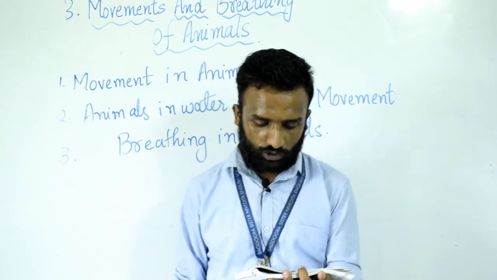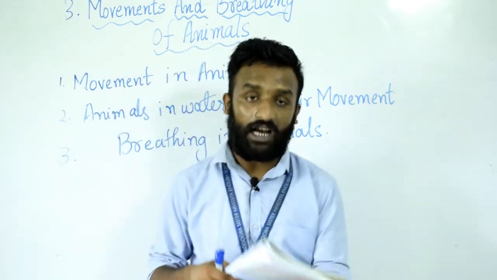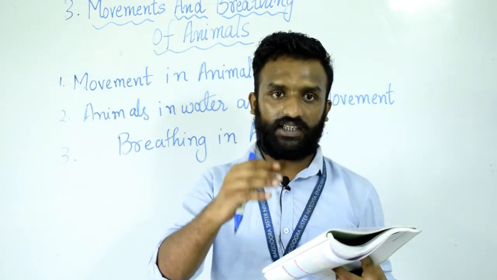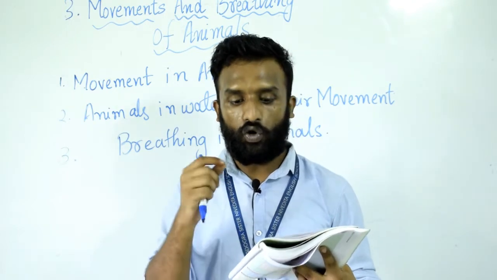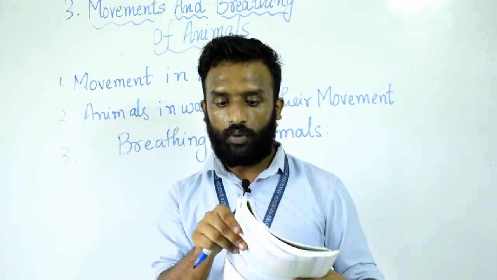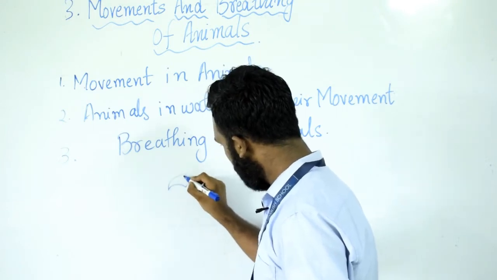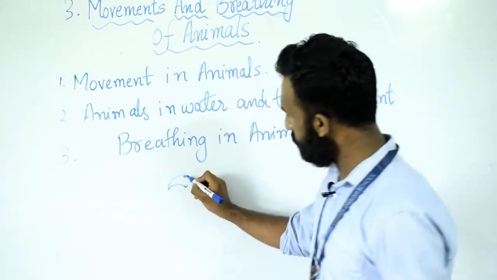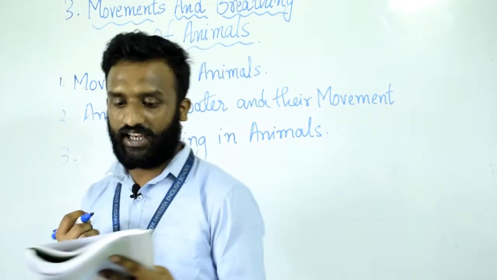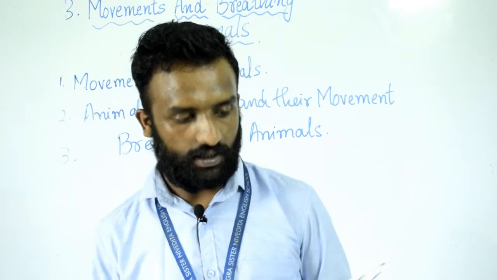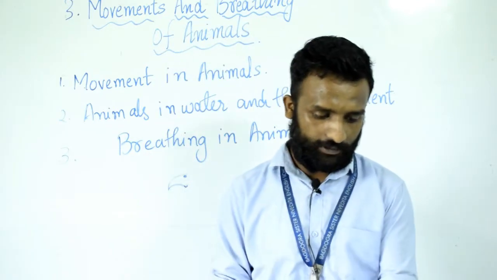They take in oxygen through the hole on the upper portion of their beak and give out carbon dioxide. If you see the bird's beak, there is a small hole. With the help of this hole, they take in oxygen and give out carbon dioxide. So this is how animals breathe, as explained in this chapter.